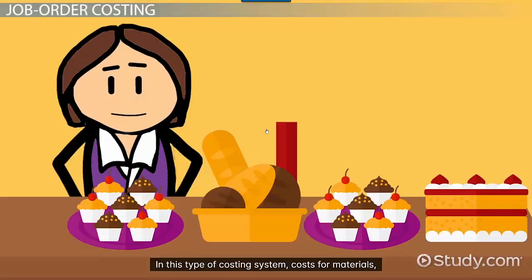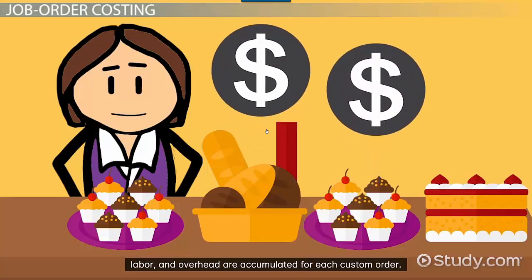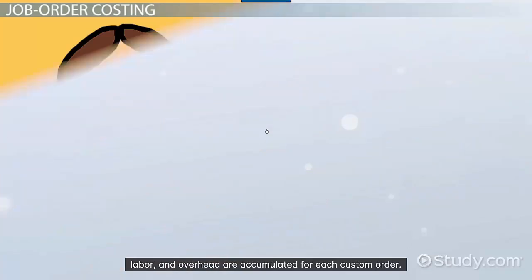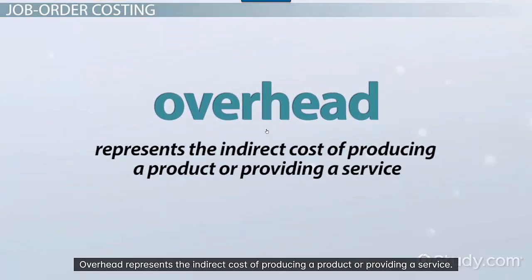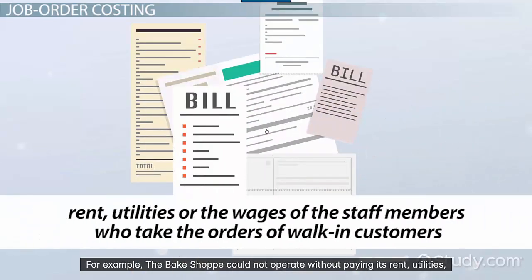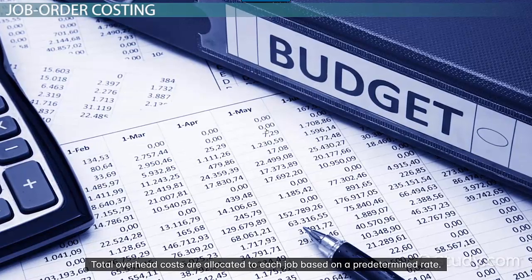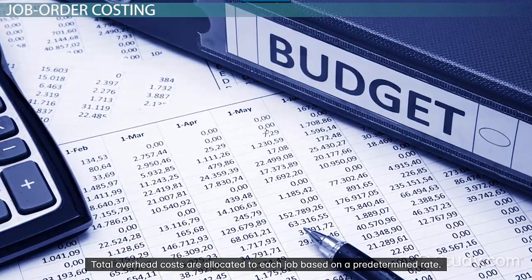In this type of costing system, costs for materials, labor, and overhead are accumulated for each custom order. Overhead represents the indirect cost of producing a product or providing a service. For example, the bake shop could not operate without paying its rent, utilities, or the wages of the staff members who take the orders of walk-in customers. Total overhead costs are allocated to each job based on a predetermined rate.